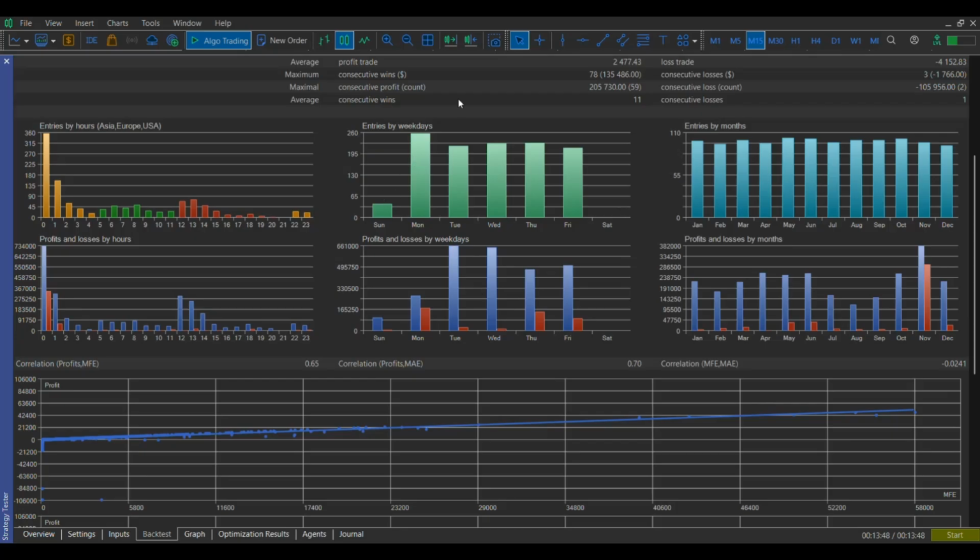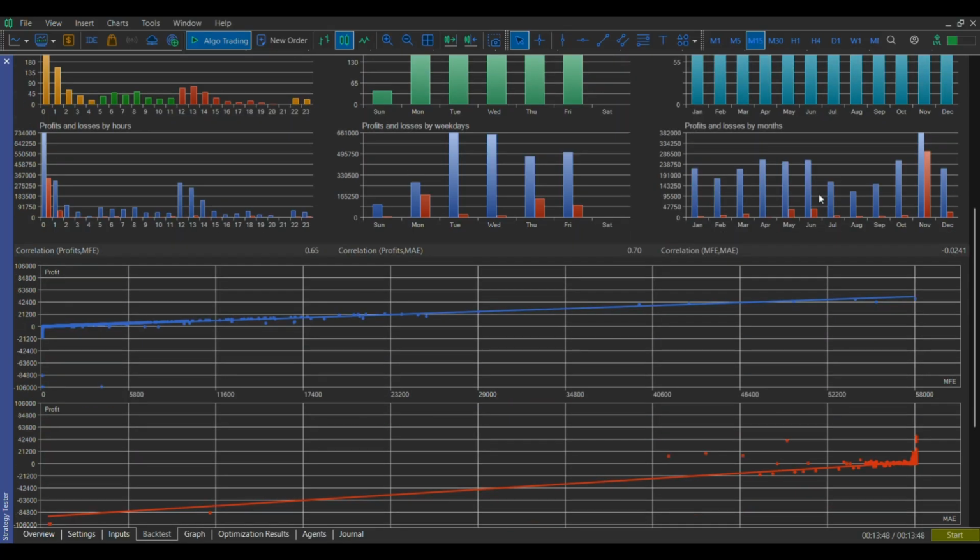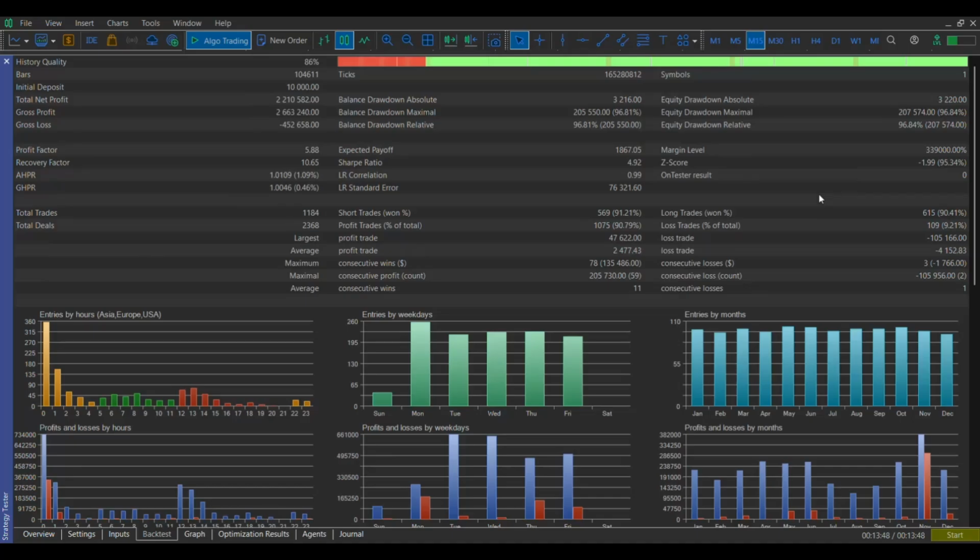And you can see here, these are the results by weekdays. This is the result compared across all sessions: Asia, Europe, USA, and profit and losses by hours. So we can see here the most profit we made at 0 UTC or GMT, you can consider it. Maximum profit was made on Tuesday. This was all about the year's performance.